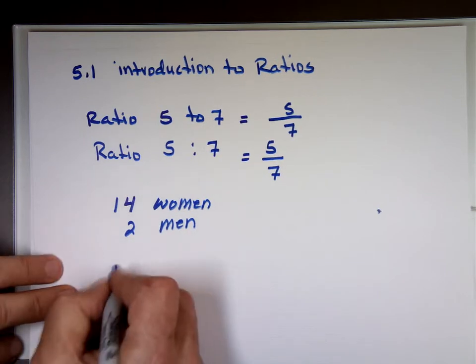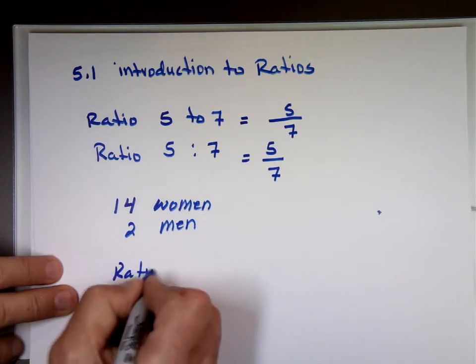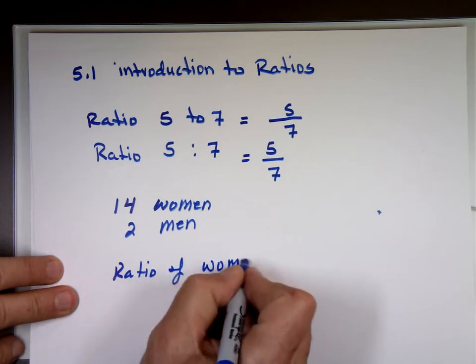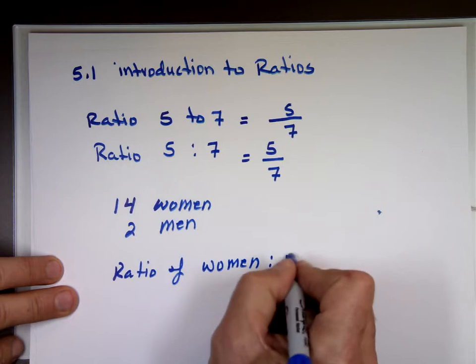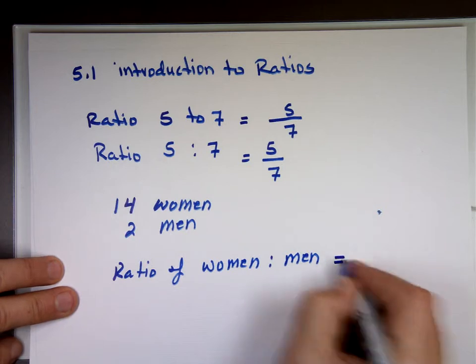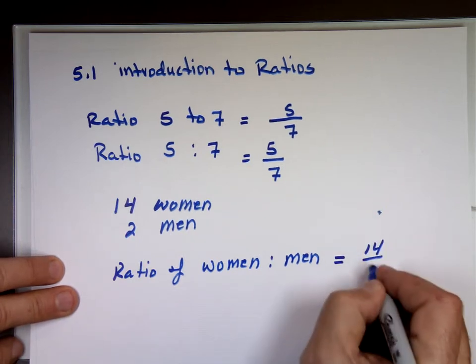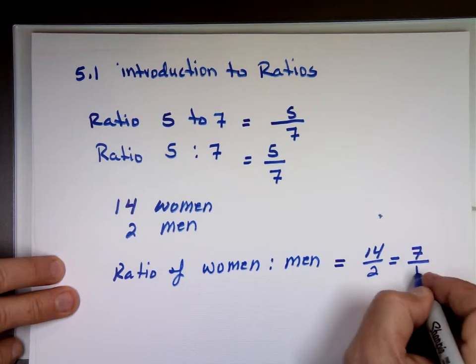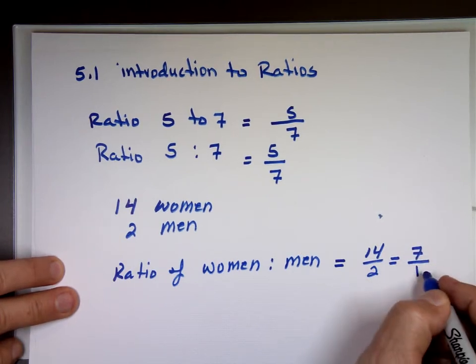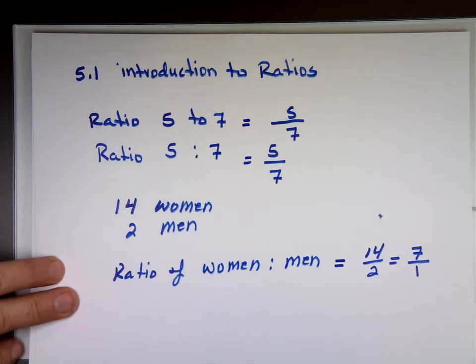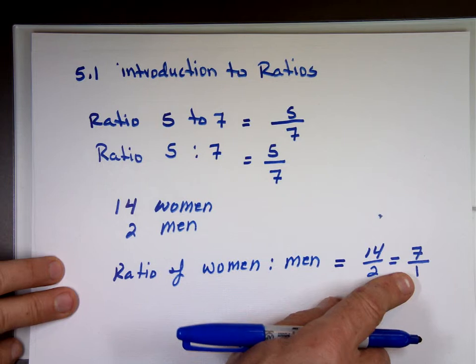If I go, what is the ratio of women to men? The ratio has to be a fraction. That's 14 over 2. When you simplify it, you have to write that 7 over 1. That means for every 1 man in this room, we have 7 ladies. That's the ratio. For every 1 man, there's 7 ladies.